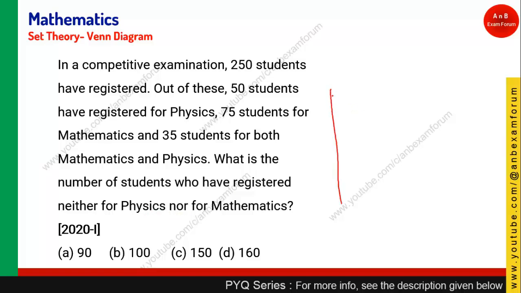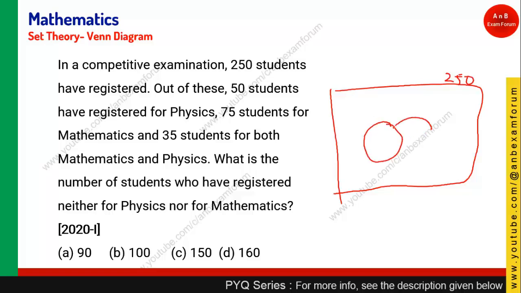Okay, so let's make a Venn diagram. This is a universal set, and the universal set has 250 elements, and there are only 2 sets. First one is maths and second one is physics. Out of these, 50 have registered for physics, so this circle represents 50, and 75 represents mathematics. 35 students have registered for both subjects, so this intersection portion is 35.